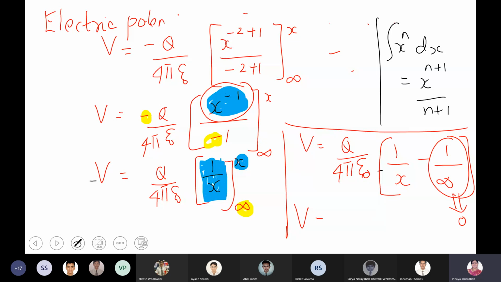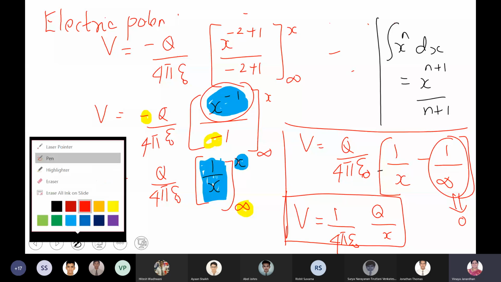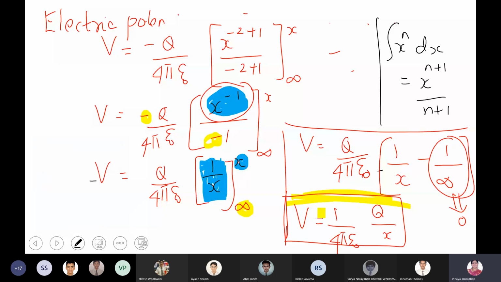So what is V now? V is 1 by 4 pi epsilon naught, Q divided by x, correct? Or in other words, I can write 1 by 4 pi epsilon naught as a constant k, so V is kQ divided by x. Is that clear? Yes, ma'am.